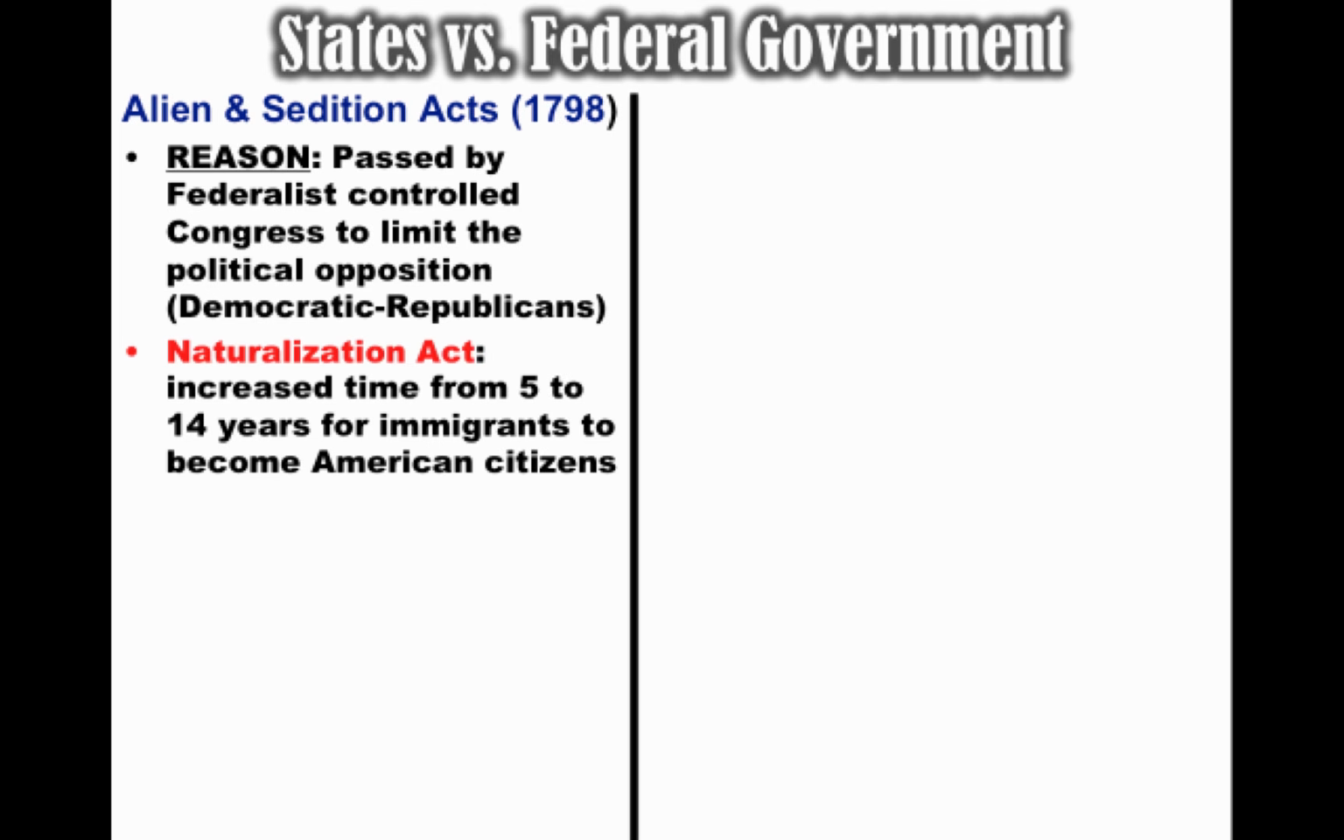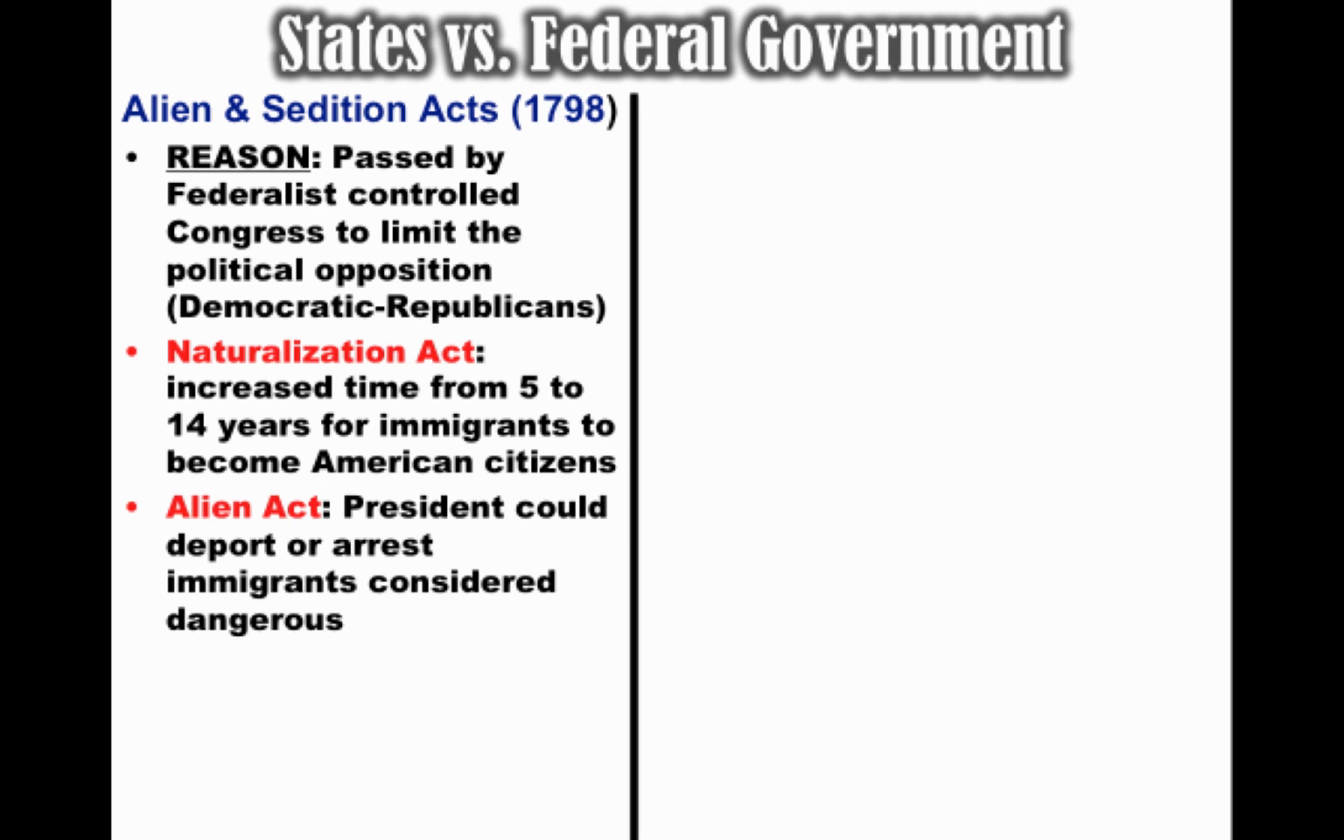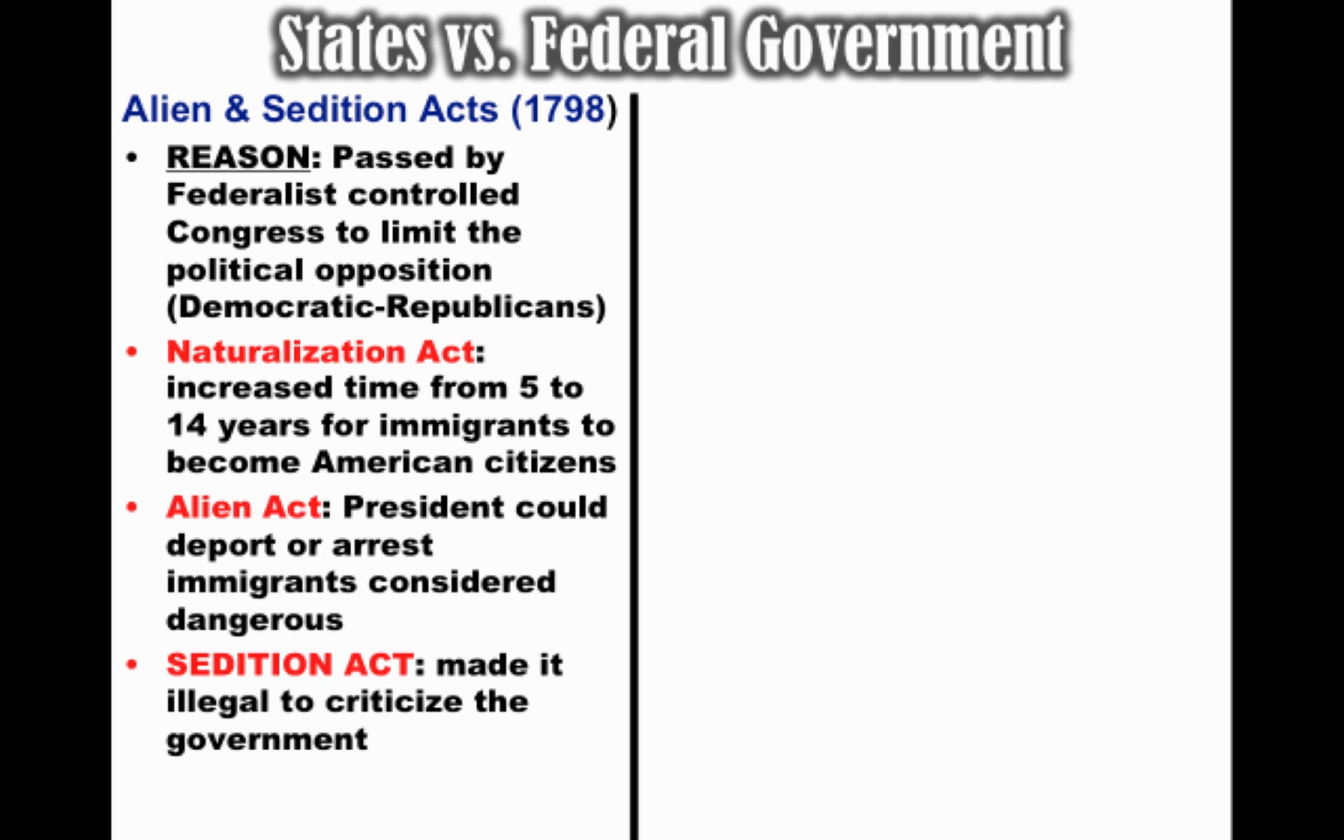There was the Naturalization Act, which increased the time from 5 to 14 years for immigrants to become American citizens. And this really was intended because most immigrants voted for the Democratic-Republican Party. The Alien Act gave the president the power. He could deport or arrest immigrants considered dangerous. And finally, the big one, the Sedition Act, made it illegal to criticize the government. So newspapers or political opponents, if they criticized the government or Congress, they could be thrown in jail.